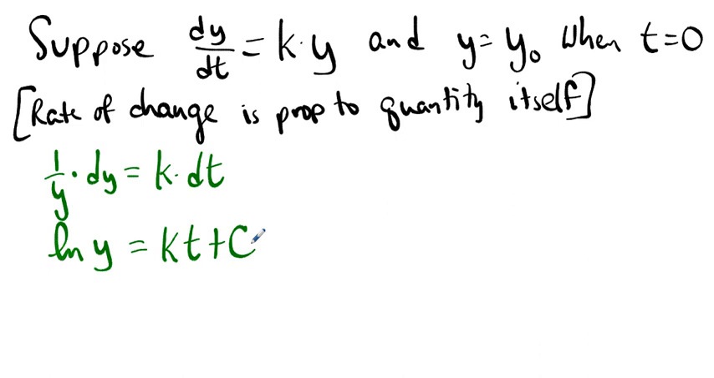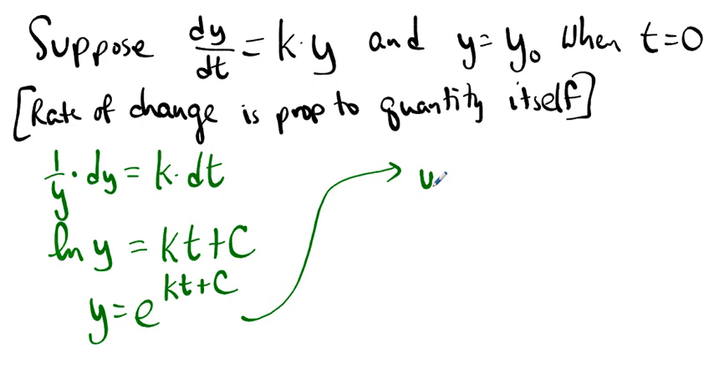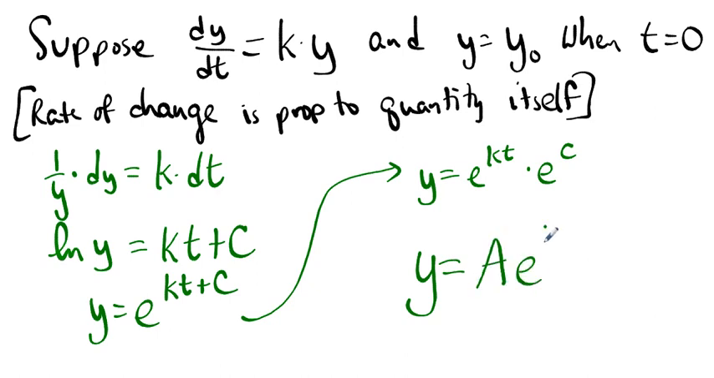So I want y by itself. Well, if I want y by itself, I just exponentiate everything. And then I use a little bit of algebra. This is e to the kt times e to the c, right? We're adding exponents, so we're multiplying powers of the same base. But wait a second. This is an arbitrary number, and this is an actual number. So if I raise a number to a number, I get a number. Call it a.